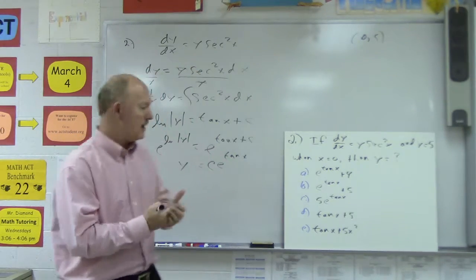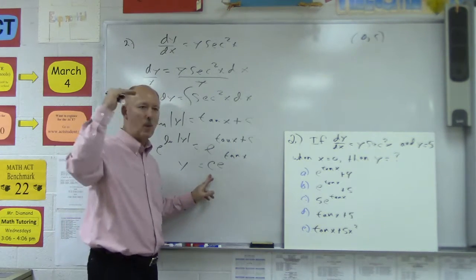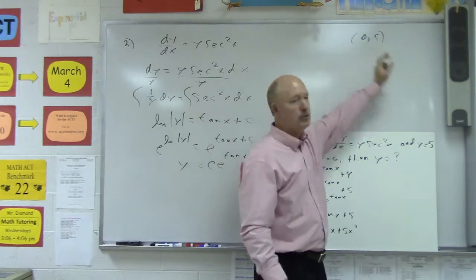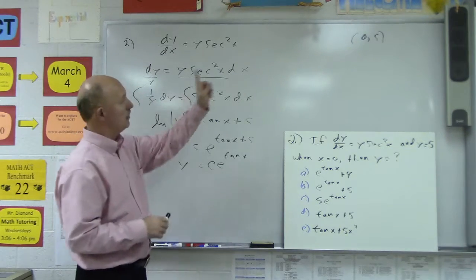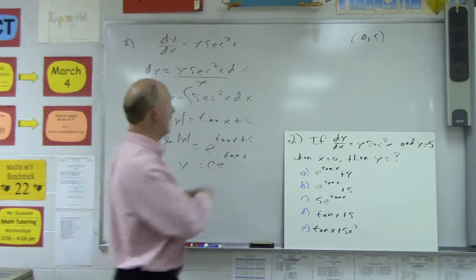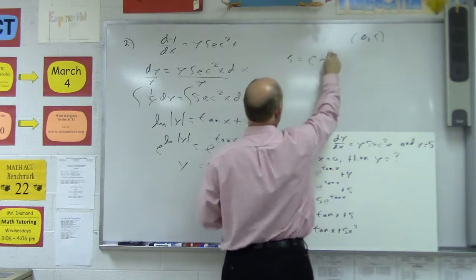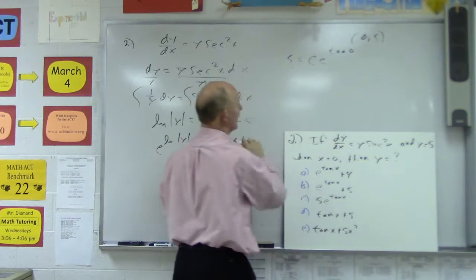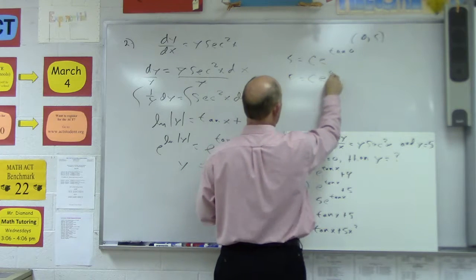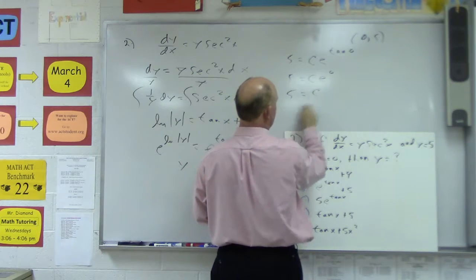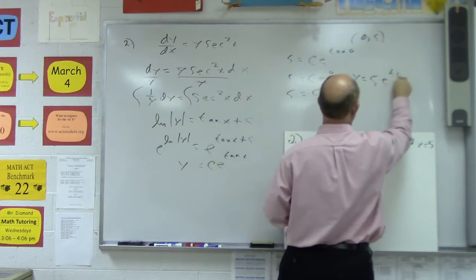Now, what we have here is the general solution. This is the equation for the family of curves. Now, we need to find c. We want to find the one curve that passes through the point (0, 5). So we need to do some substituting in. Substitute 5 in for y, and substitute 0 in for x. That gives us 5 is equal to c e to the tangent 0. Now tangent 0 is 0, so we end up here with 5 equals c e to the 0 power, or 5 equals c. So our equation becomes y equals 5e to the tangent x.